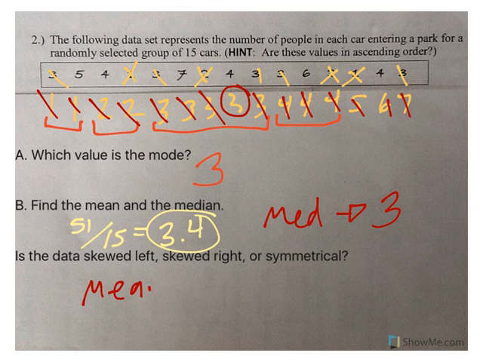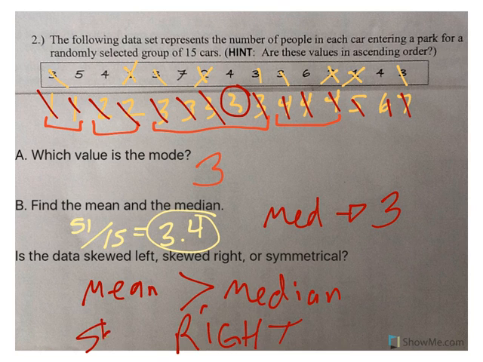Well, the mean is 3.4, which is greater than the median. And if it's greater, that means it's skewed to the right. So we are skewed right because of the fact that the mean is greater than the median.